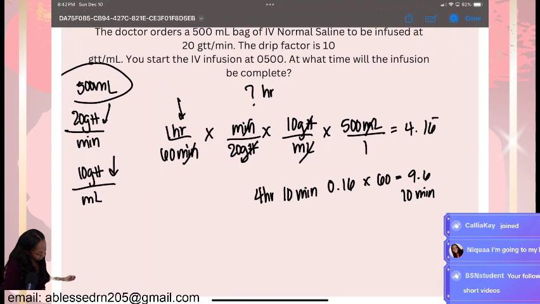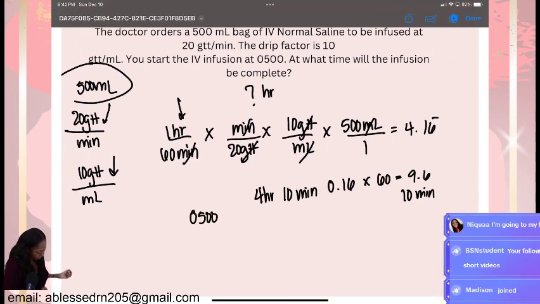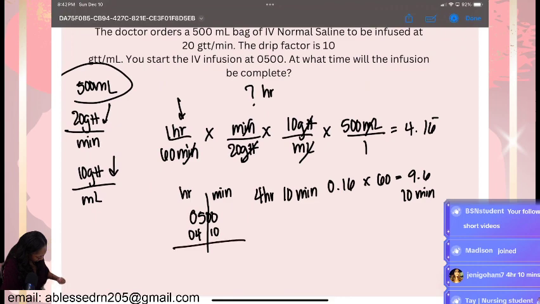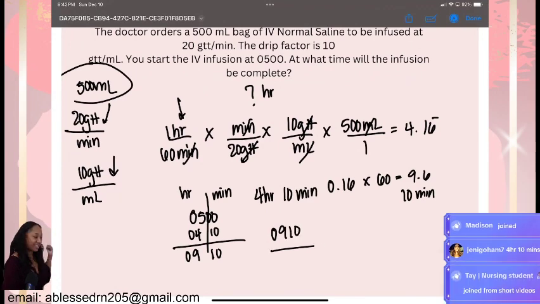So if you start this at 5 o'clock, what time will it be completed? So I like to add my time like this. So this is going to be my hour side. This is going to be my minute side. So 4 hours, 10 minutes. So it's going to be that time. There we go.